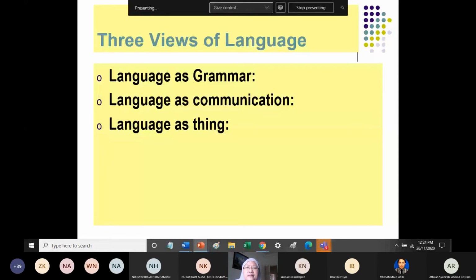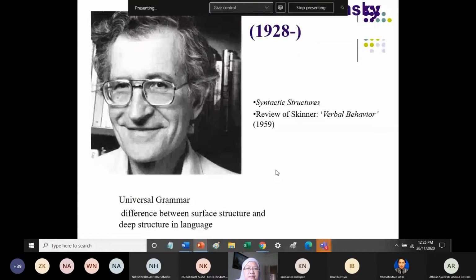Okay, this is the infamous Noam Chomsky. He was born in 1928. He's very old now, but he's still active, especially now he's into politics. He's a political commentator. But in 1959, he came up with universal grammar. Before that, they were using verbal behavior by B.F. Skinner before 1959.